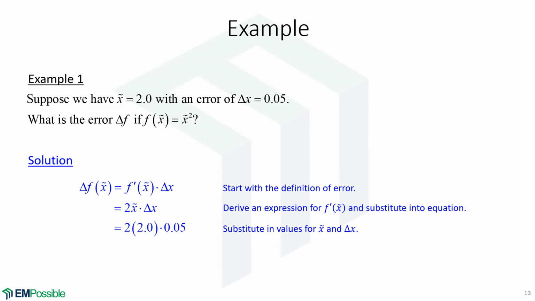Now we plug in our numbers. The value of x that had the error was 2, so we bring the 2 down here. And of course, our error, 0.05, comes in here. And so we perform our calculations, we simplify, and we end up with a value of 0.2. So to repeat this, if we have x, its value is 2, but the error associated with that is 0.05, what is the error of x squared? Well, it turns out it's 0.2. Maybe we find that surprising, maybe we don't.